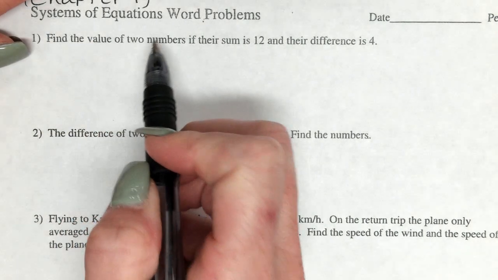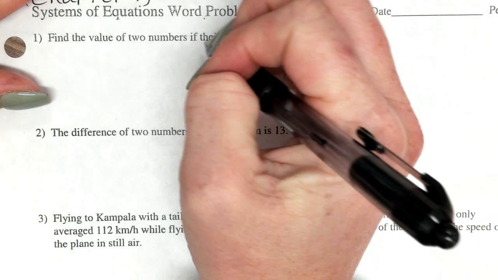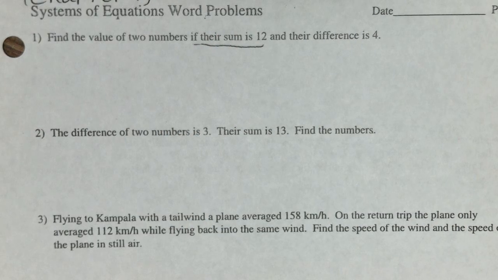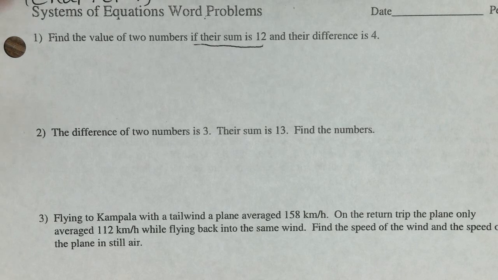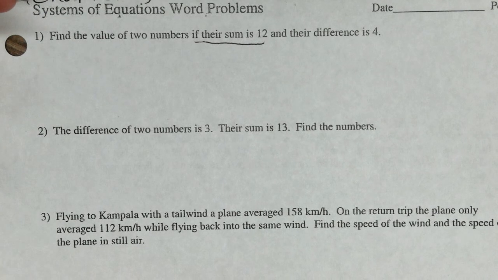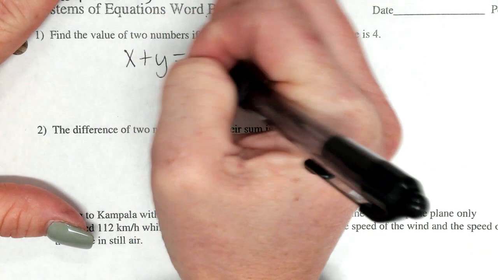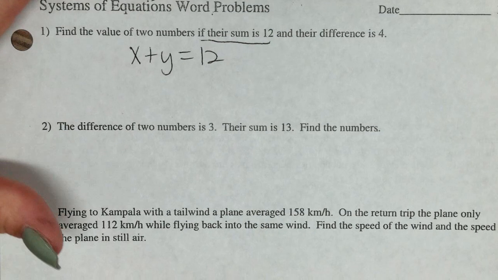Find the value of two numbers if their sum is 12. Do I know the two numbers? So what do I call them when I don't know them? X and Y. Now, what is sum? So if I add them together, I have to get, so how would I write that? X plus Y equals 12. Very good.